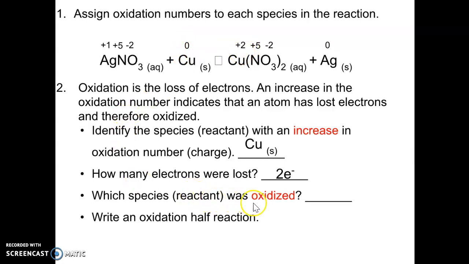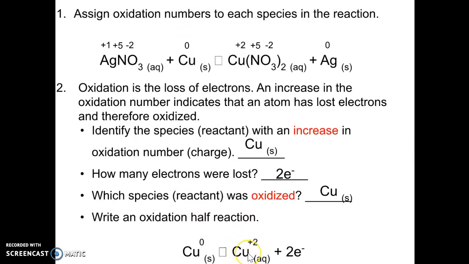Which species reactant was oxidized? Well, it was copper that was oxidized, so we already said that. Write an oxidation half reaction. Okay, so for half reactions, you're pretty much just going to ignore everything other than copper. And so how it looks is here you have copper. My arrow got messed up again. This is supposed to be an arrow. You have copper that is oxidation state of 0, and then it's going to form copper +2. So this is reactants, and then on the other side of the arrow are our products.